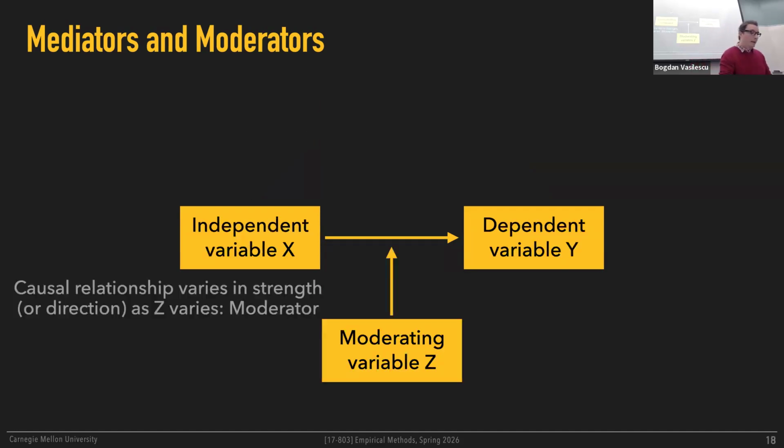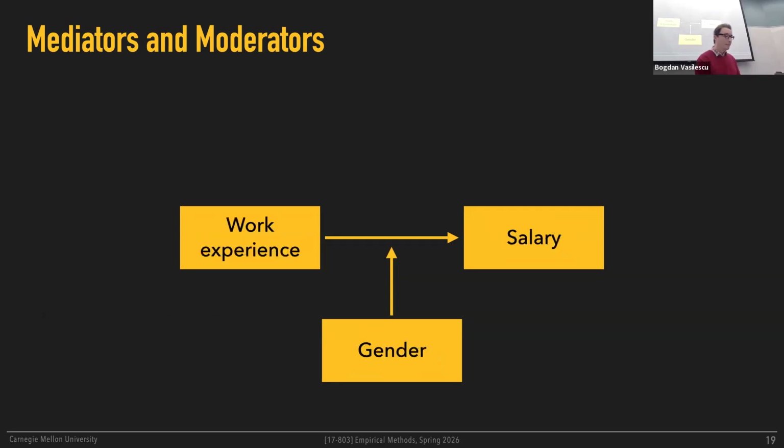Okay. All right. So that was a mediator. A moderator is a variable z here that, depending on its value, changes the strength or the magnitude of this causal relationship between x and y. So I'll give you an example. Let's say work experience causes your income, your salary, right? The more senior you are, meaning the more work experience you have, the higher your salary will be.